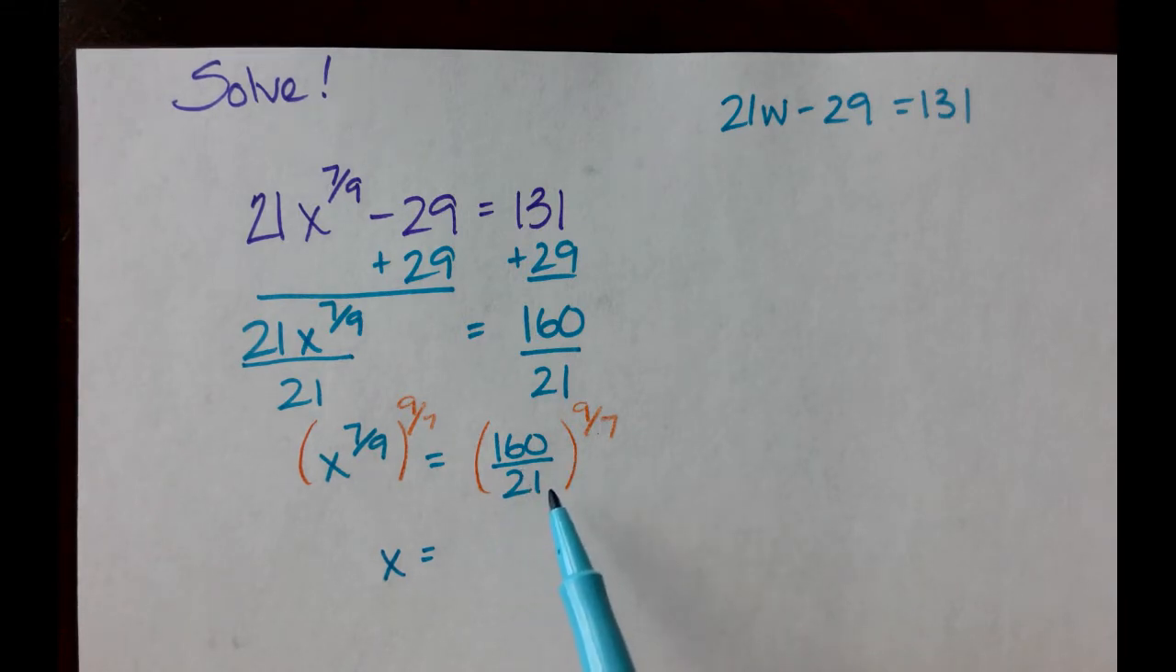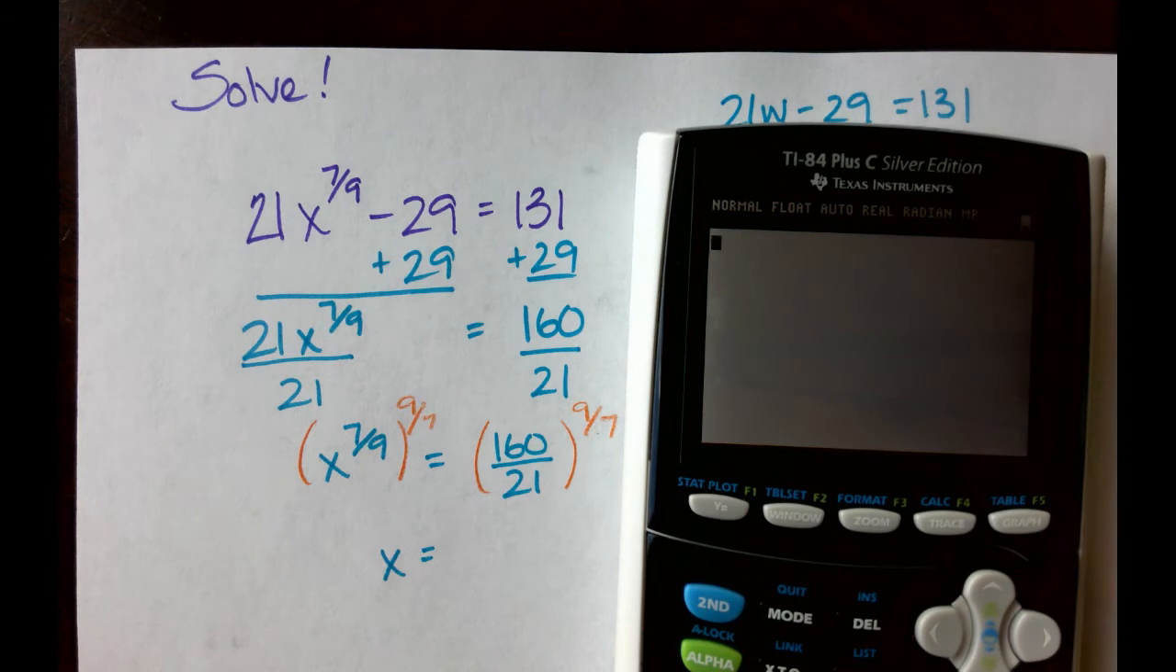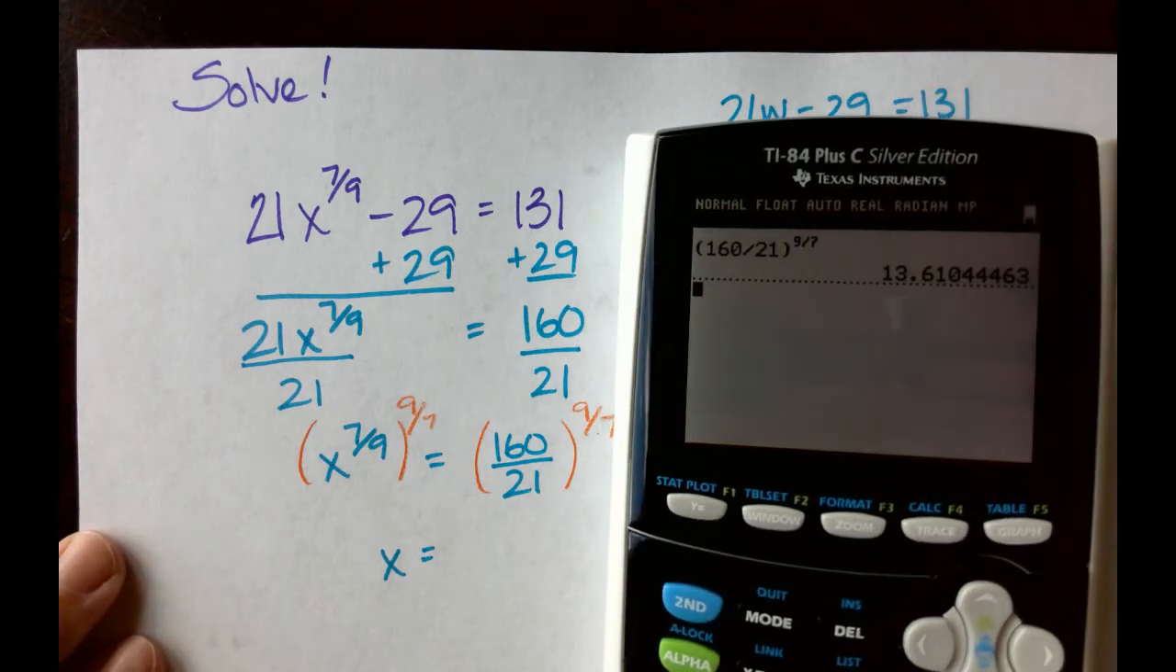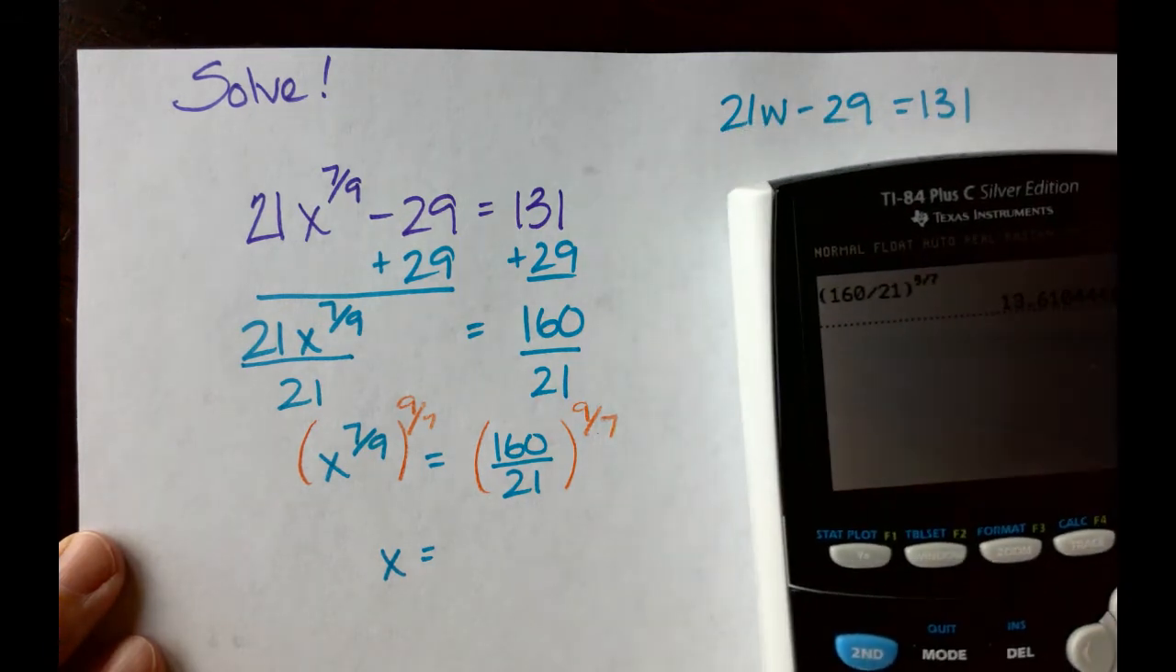On the right-hand side, you have something that you need to compute on the calculator. 160 divided by 21 would need to be done in parentheses, and then raise that to the 9/7 power. If I put a calculator in here, let's see if you can see that. Parentheses, 160 divided by 21 raised to the 9/7 power gives us about 13.61. So that would be an estimate of our answer in this case.